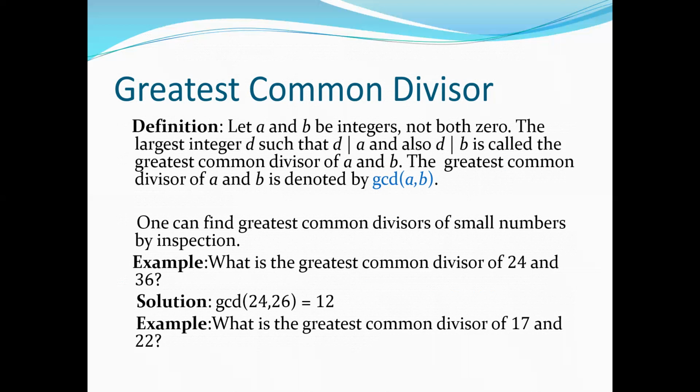Okay, and for 17 and 22, 17 is a prime number, so 1 and 17. 22 is not divisible by 17. So therefore, the greatest common divisor is 1. The only common divisor between 17 and 22 is 1. So that's why the GCD is 1.